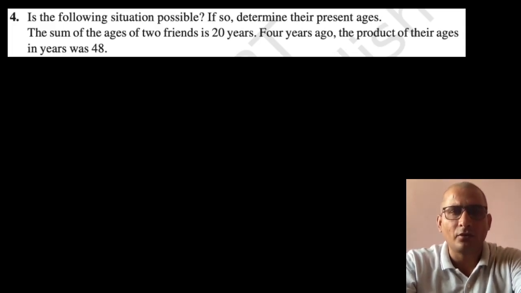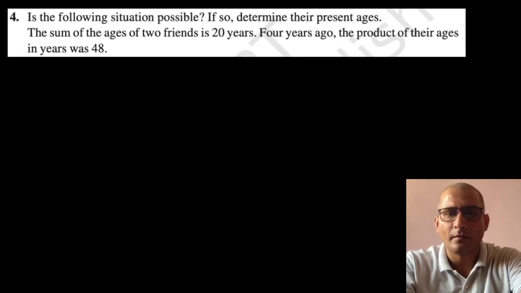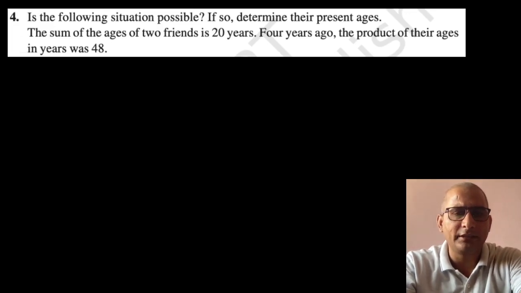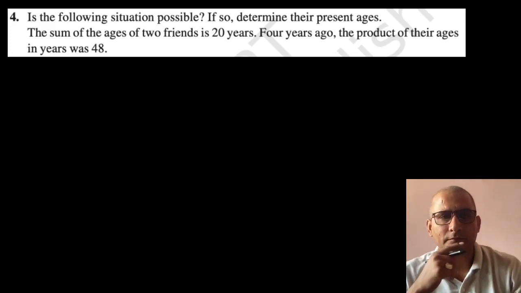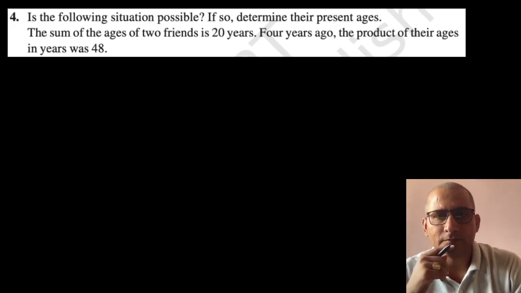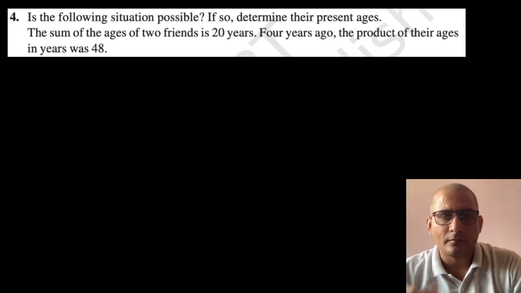Look at this question number 4. Dipanshu Sharma, could you please read this question on the screen? Is the following situation possible? If so, determine their present ages. The sum of ages of two friends is 20 years. Four years ago, the product of their ages in years was 48.